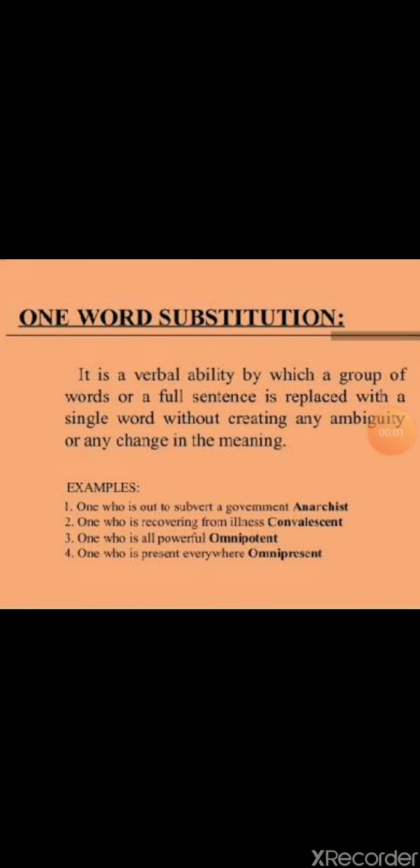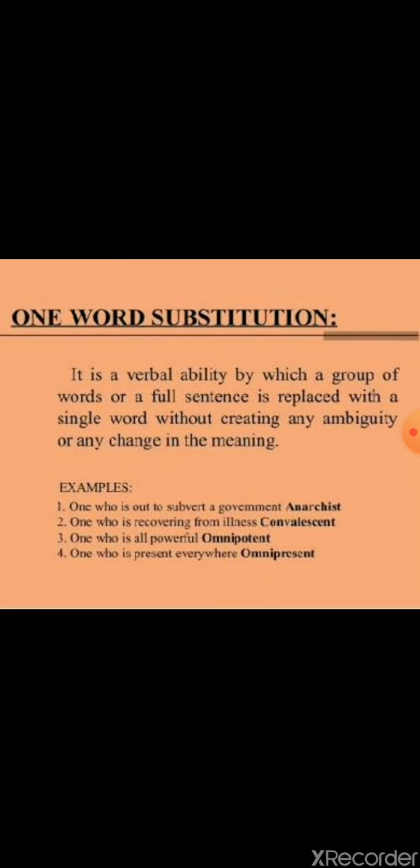Okay, one word substitution. I will give you an example on the screen. Autobiography I already gave you, but now you will understand it properly. It is a verbal ability by which a group of words or a full sentence is replaced. As I told you, a complete sentence is equal to one word. This is the same method, with a single word, without creating any ambiguity or any change in the meaning.